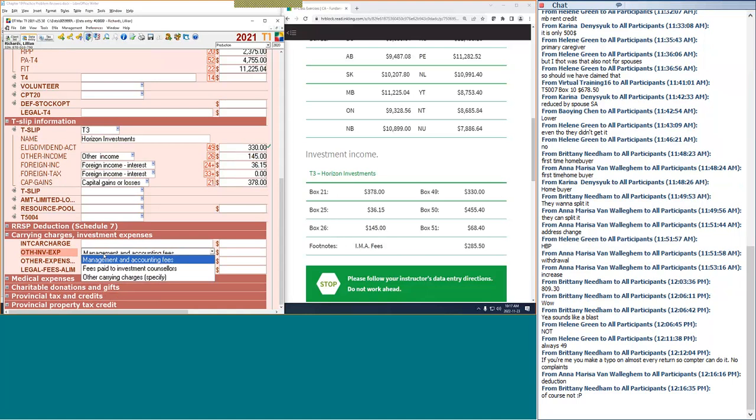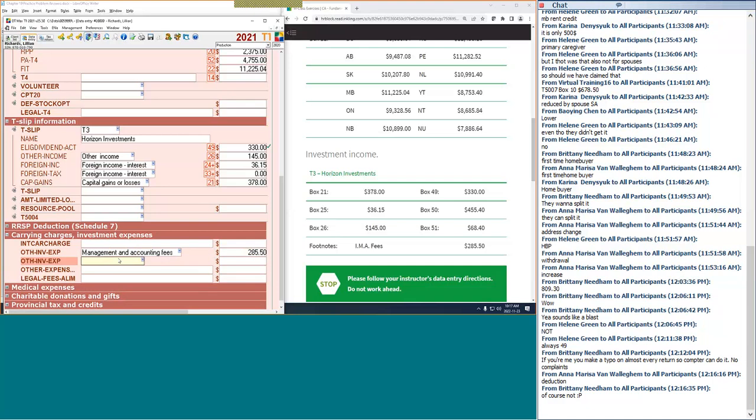In this case, a carrying charge is going to be under other investment expense, and I have to pick. Is it a management and accounting fee or a fee paid to an investment counselor? IMA, by definition, management and accounting fees. That's what the MA stands for. So I'm going to say management and accounting fees, and I'm going to say $285.50, and I'm done.